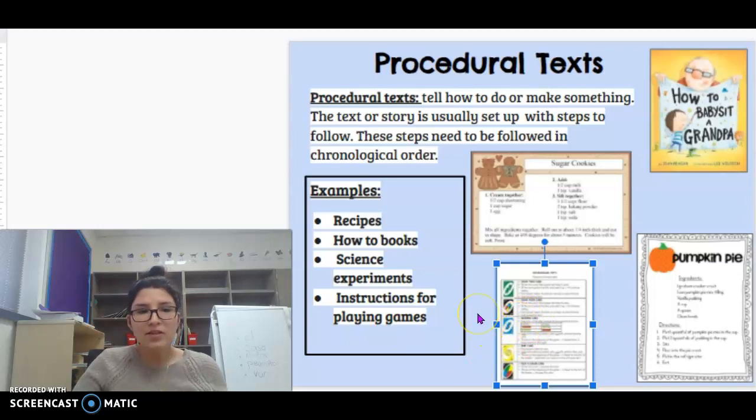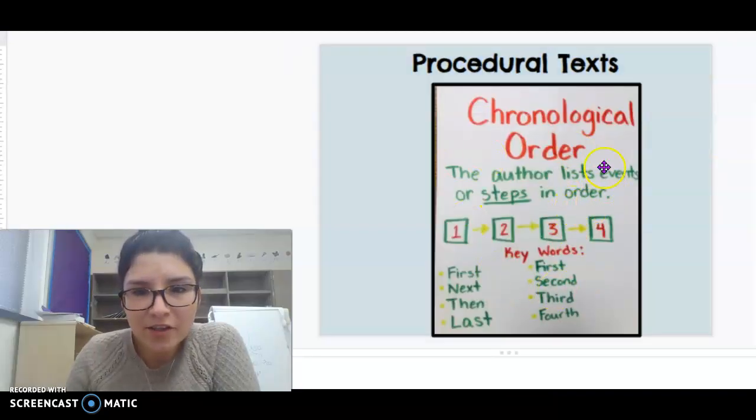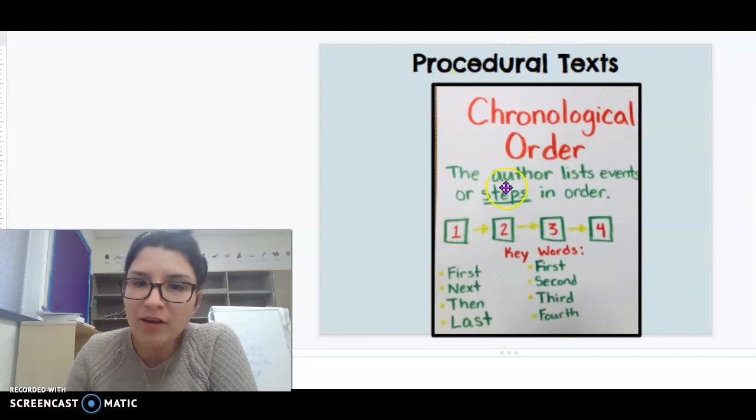Okay, so what I want to do on the next slide is start talking about chronological order, because I kept saying that over and over. But what does that mean? Well, let's go over that. So right here's a little anchor chart that I made, and I went ahead and put in the slide.